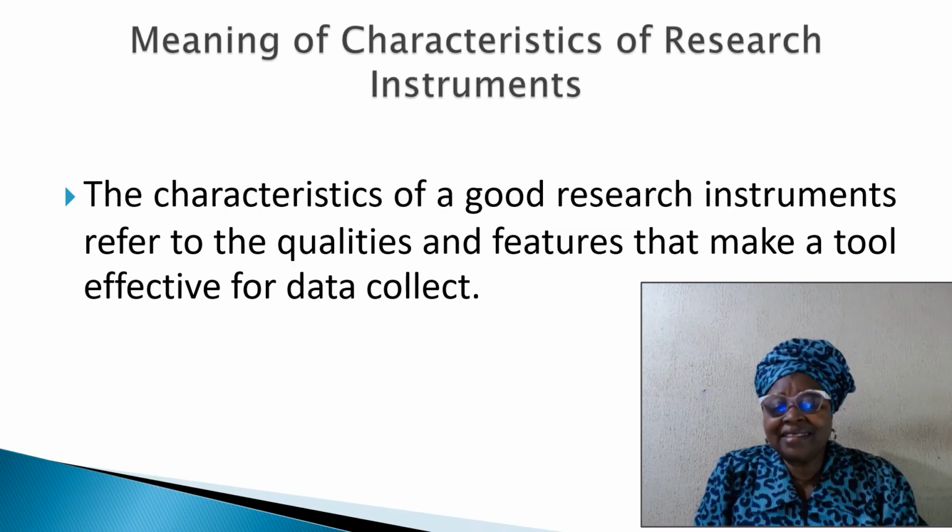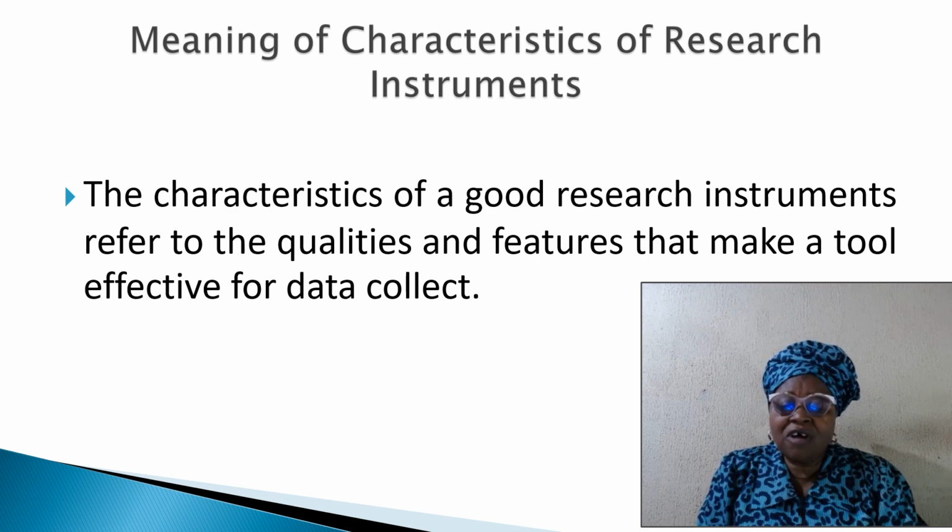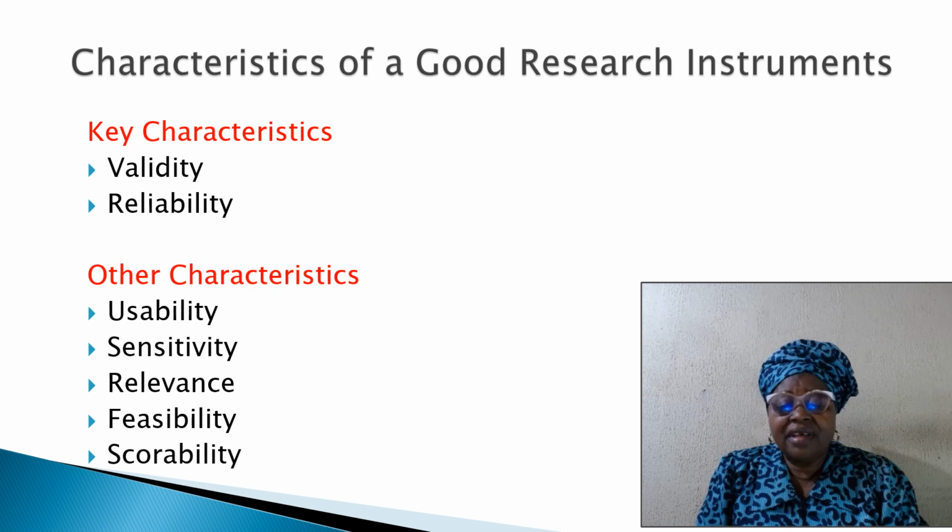What do we mean by characteristics of research instruments? When we talk of characteristics, we refer to the qualities or features that make a tool effective for data collection. So one of them is validity. In fact, there are two key characteristics of instruments: validity and reliability. There are other characteristics that are usability, relevance, scorability, and so on. But the two, validity and reliability, are the key characteristics.